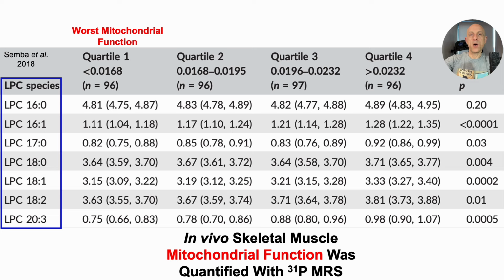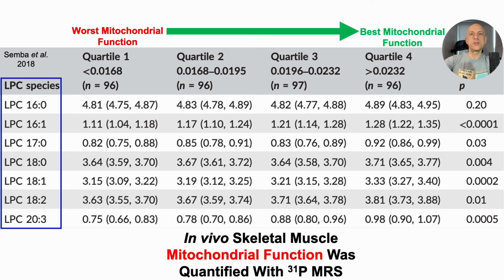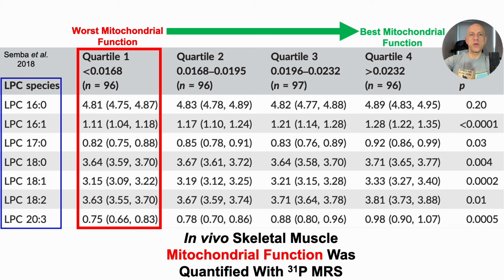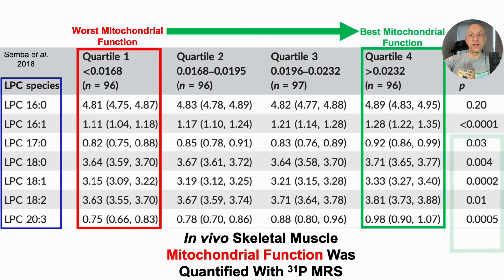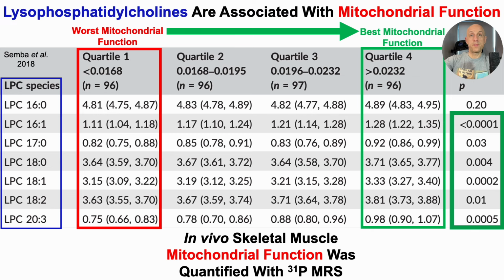So starting with quartile 1, this was associated with worst mitochondrial function, and quartile 4 was associated with best mitochondrial function. And what we can see is that LPCs were lowest in quartile 1, associated with worst mitochondrial function, and they increased through quartile 4. And in terms of the significance, we can see that all of these LPC species, with the exception of 16:0 for now, were associated with an in vivo assessment of mitochondrial function. So from this, we can see that lysophosphatidylcholine plasma levels are associated with an in vivo assessment of mitochondrial function.